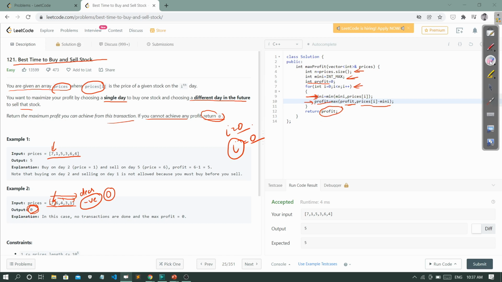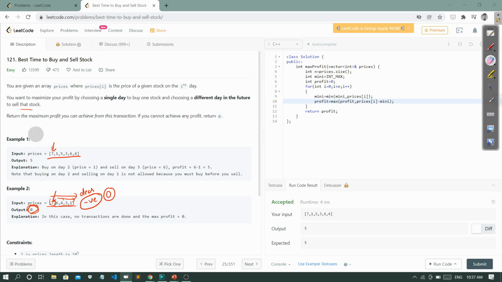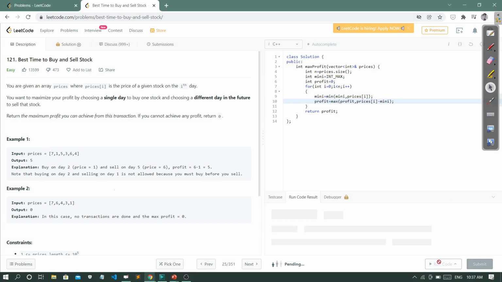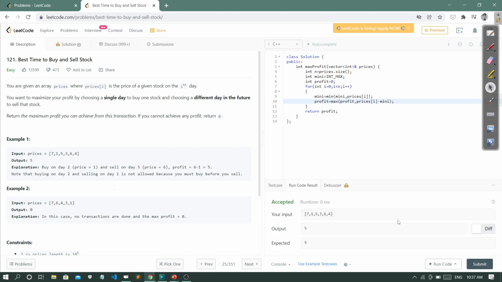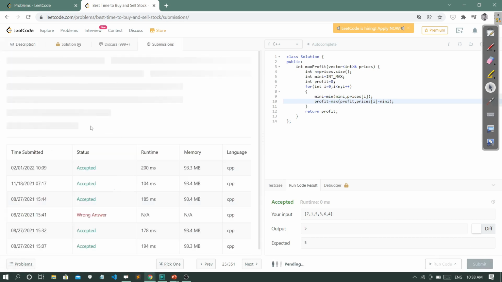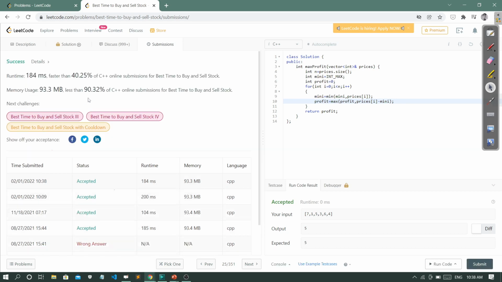I hope you all understand this code. So let's try to submit the code and see whether it is accepted or not. Okay, so let's run the code, and it is running for the test cases. And if I try to submit, let's see if it will be accepted for all the test cases. Yeah, it is accepted for all the cases.